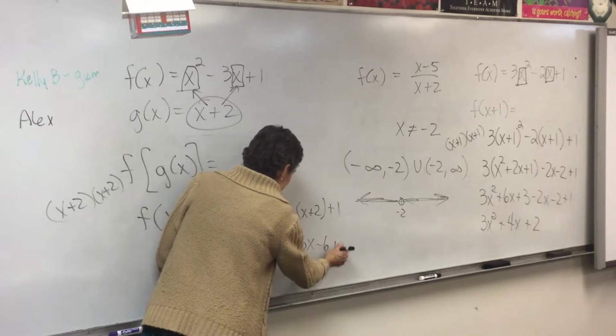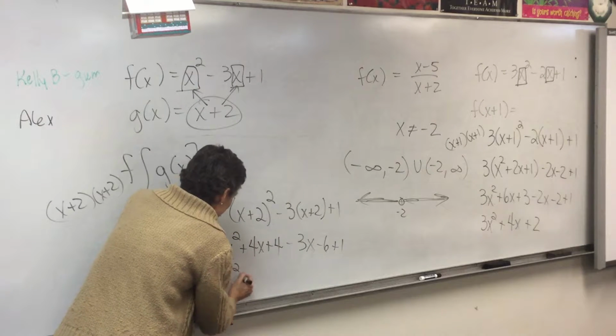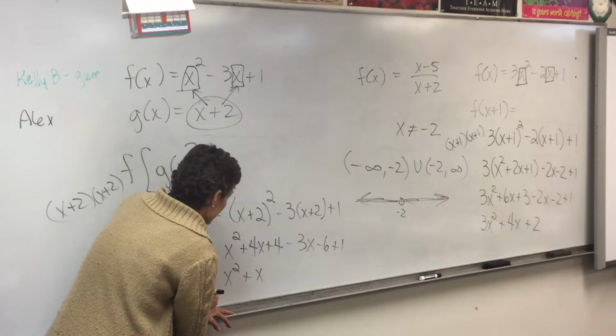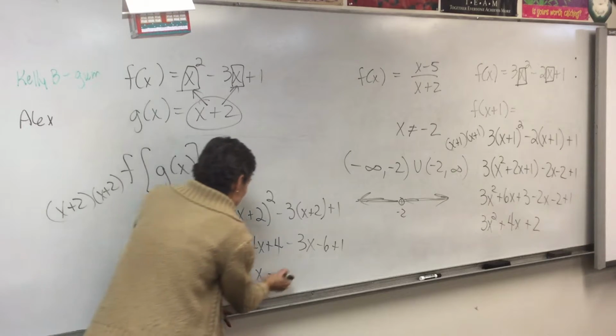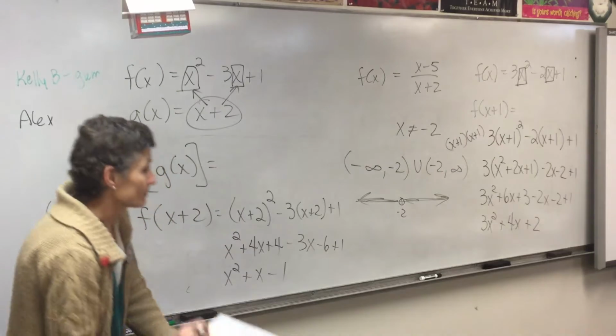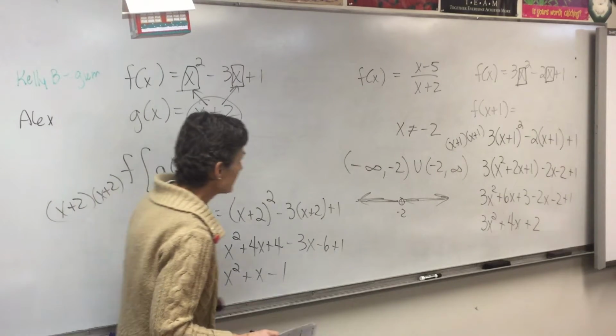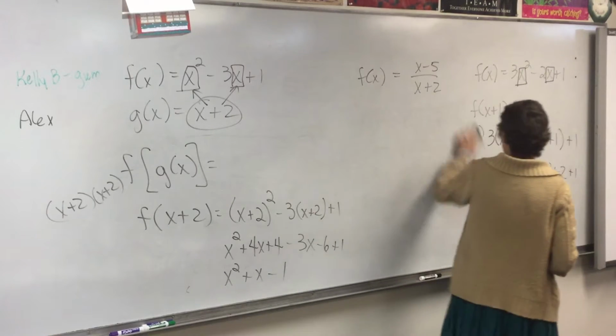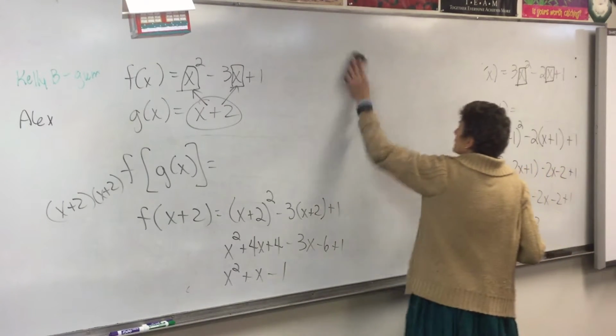Minus 3x minus 6 plus 1. So x squared plus x minus 1. And again, we stop right there. There's nothing else to do. That'll probably be a multiple choice question anyway, so you'll just match that up and be ready to go.